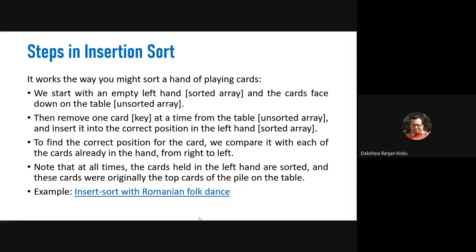Okay. So that means we remove one element at a time from the unsorted array and insert it into the correct position in the sorted array. Now to find the correct position for the card, we compare it with each of the cards already in the hand, from left to right. The cards held in the left hand are sorted, and these cards were originally the top cards of the pile on the table. Okay. So this was the basic idea behind the insertion sort.